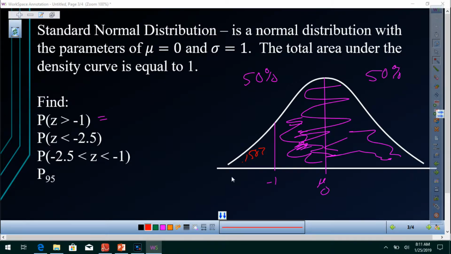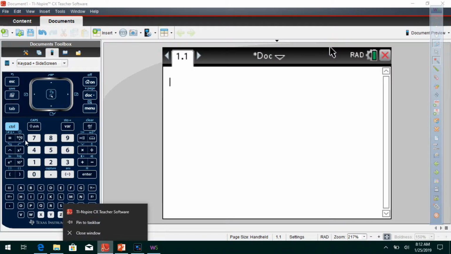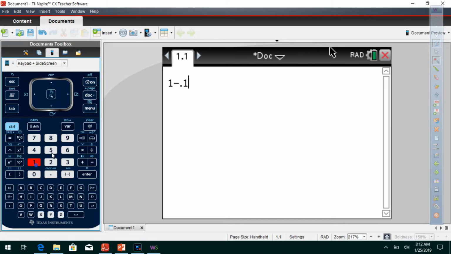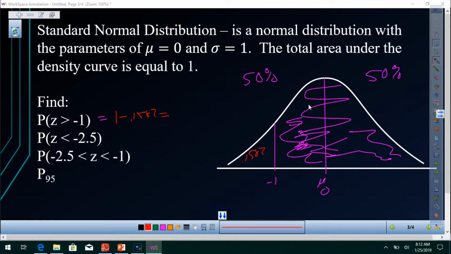So to find this area here, remember the entire thing is 1. So we're going to say 1 minus 0.1587. That's going to give us 0.8413. So this area over here is 0.8413. That's terrible penmanship, isn't it? All right, so that's this area over here.